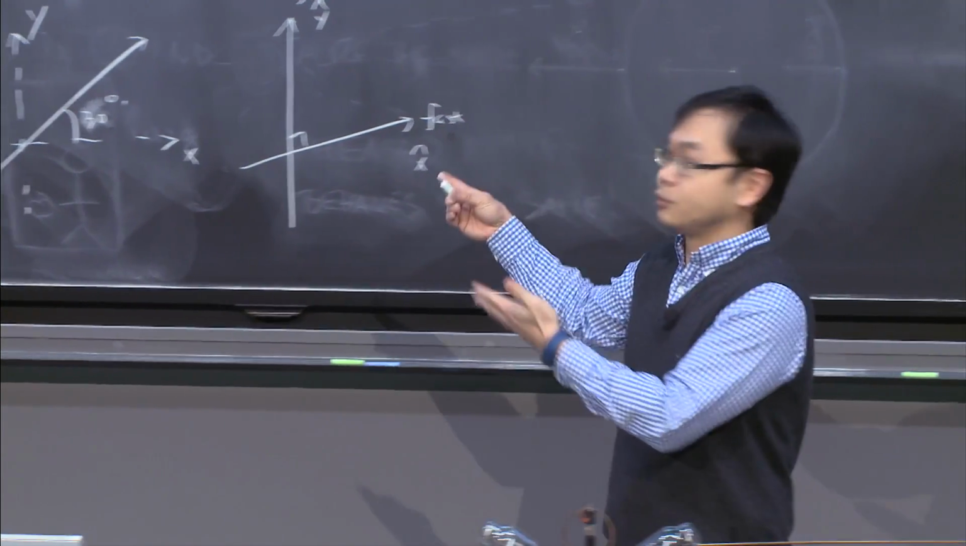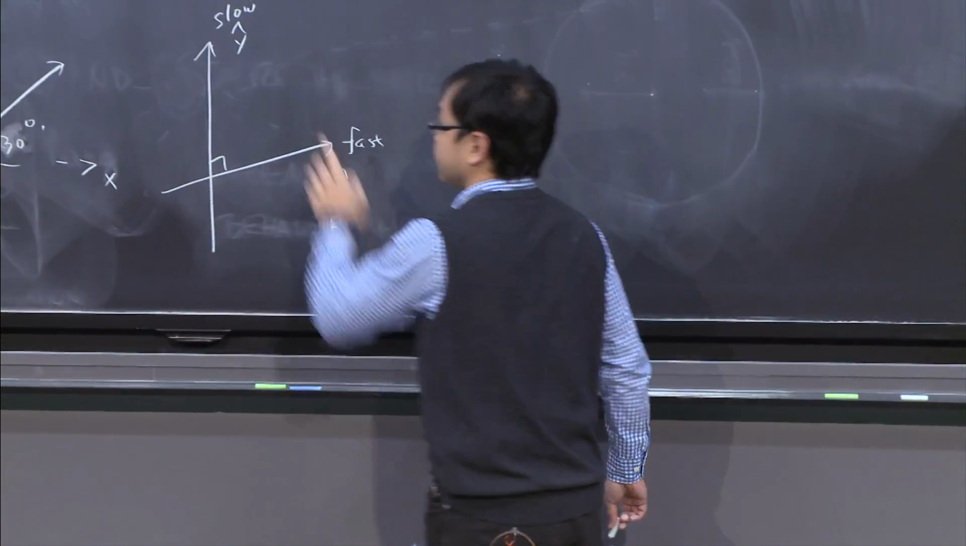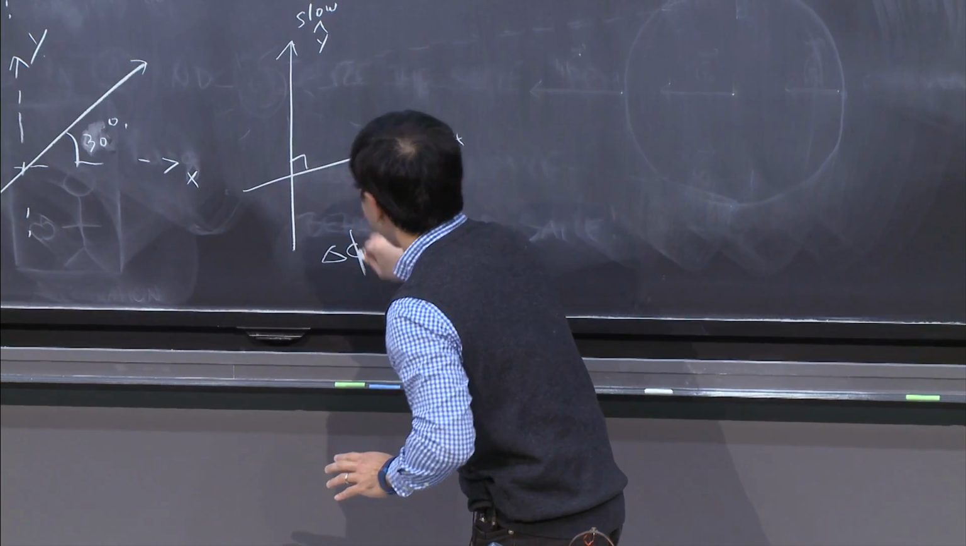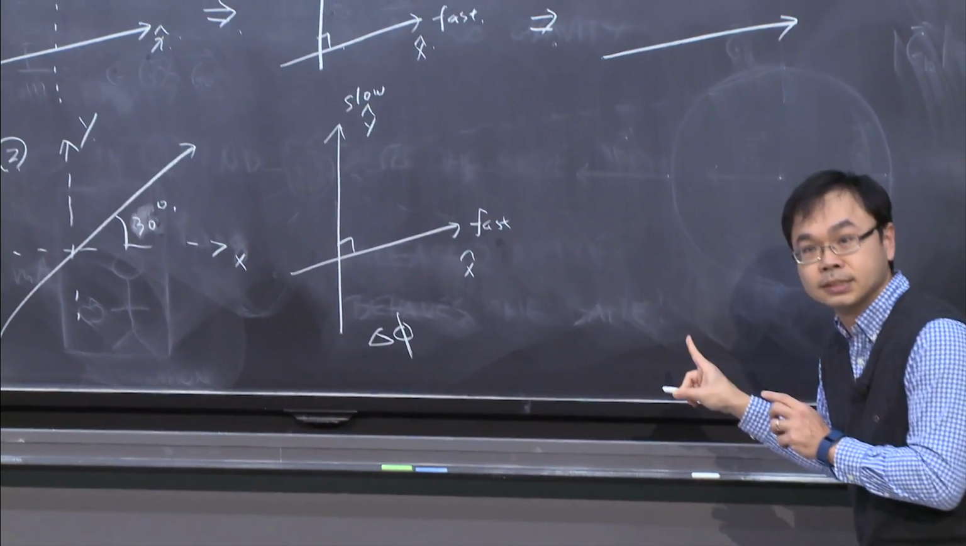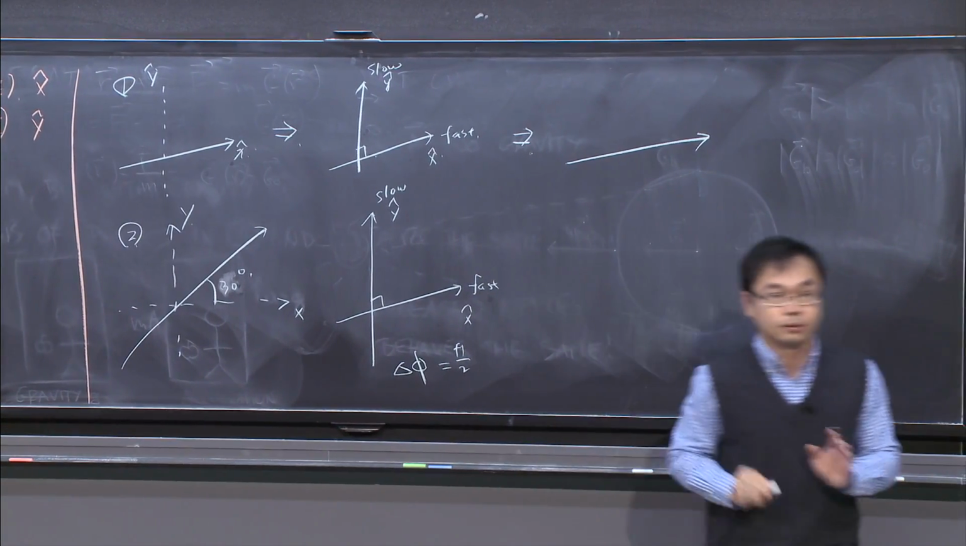Yeah. So then, thank you for that. This is what we have been discussing. It is always a quarter wave plate. Therefore, the delta phi between the slow and fast axis is always pi over 2. Okay, so that everybody is on the same page.